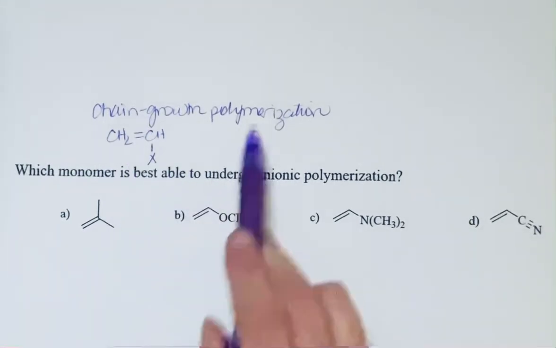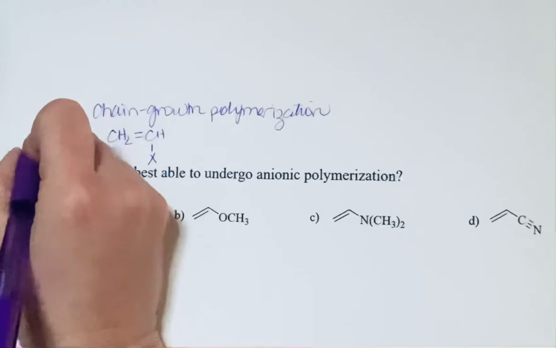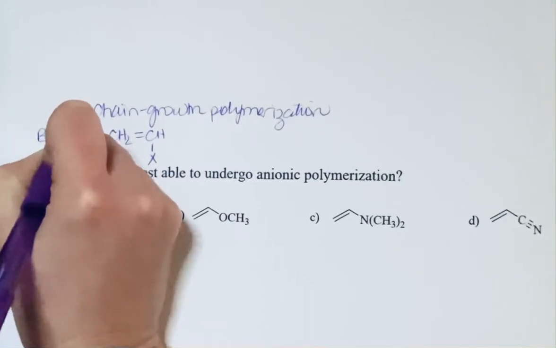So our chain growth polymerizations can occur with 3 different types of reactive intermediates. It could be a free radical, it could be a cation, or it could be an anion. So in the case of anionic polymerization, you're using a really strong base to generate that reactive intermediate. So something like butyl lithium is often used.